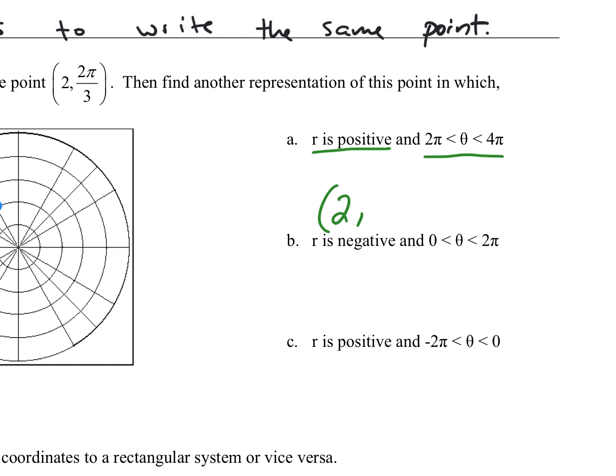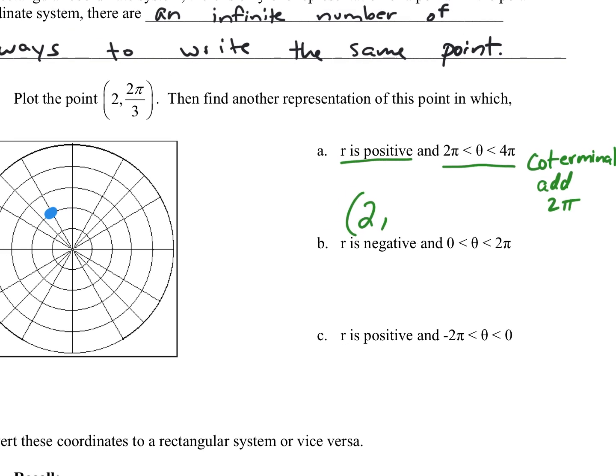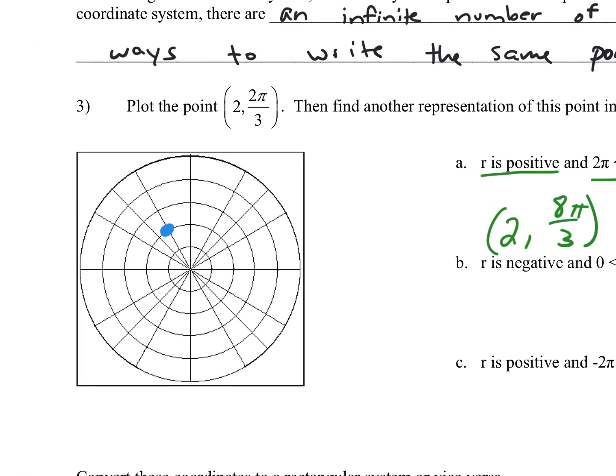When I want to change my angle but end in the same spot, hopefully you're thinking coterminal angles. So I'm going to add 2 pi to my angle. And if I add 2 pi to 2 pi over 3, the result is 8 pi over 3. Just to check that, if we were to go 8 pi over 3, this angle here would be 2 pi if we traveled all the way around. And then if we keep going an additional 2 pi over 3, we will be on this axis with an R value of 2.